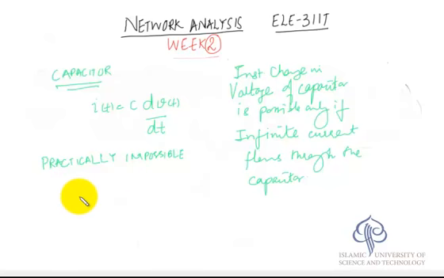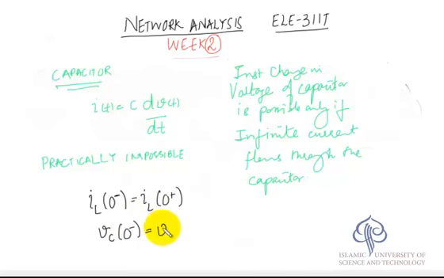That is why in all the cases in which the sources don't contain impulses or derivatives of impulses, we will be following this general principle: the inductor current is not going to change instantaneously and the capacitor voltage is not going to change instantaneously. That is, the current before switching in the inductor is going to be equal to the current after switching, and the voltage before switching in the capacitor is going to be equal to the voltage after switching in the capacitor.